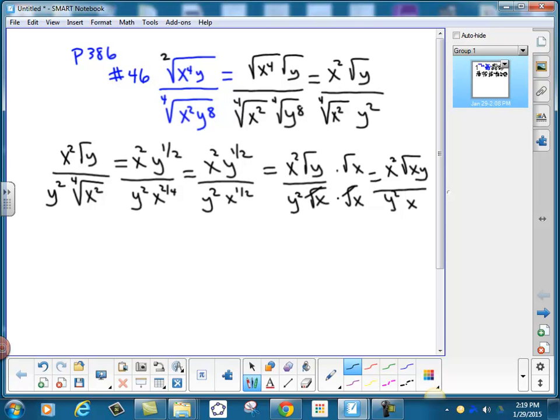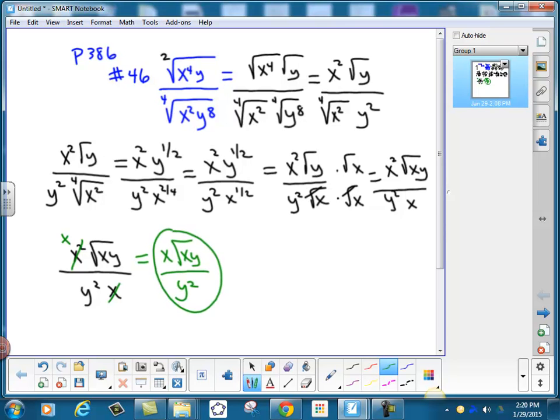So I'm just going to rewrite it. Right now I have x squared square root of xy, and then I have y squared x on the bottom. I now notice that I have like terms on top and bottom that will reduce. I have an x squared on top and an x on the bottom. One will cancel out with one of these and leave me an x on the top. So my final answer is going to be x square root of xy over y squared. And that's my final answer.